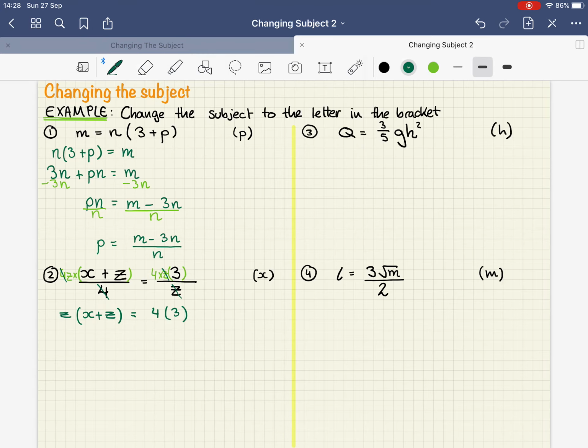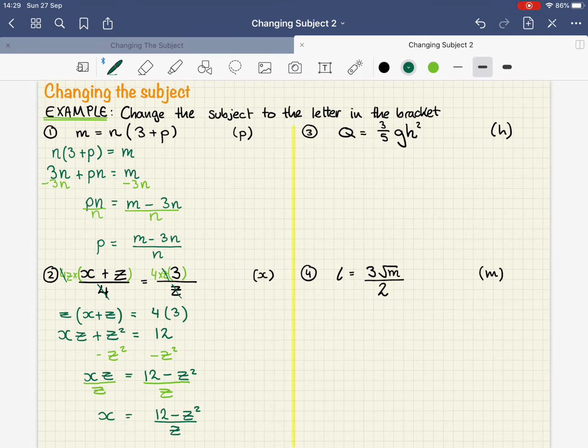So then I want to expand these brackets. So I'm going to have xz plus z squared equals 12. Take away the z squared on both sides. So I'm left with xz equals 12 minus z squared. And then divide by the z. And so my final answer is x equals 12 minus z squared all over z.